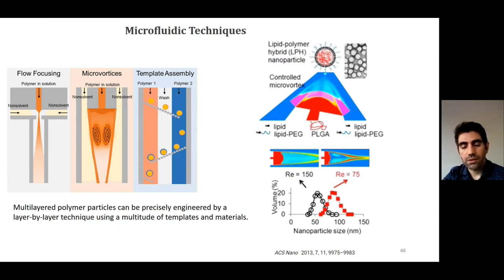Here in this slide on the right, you can see this microvortices method that is used for the production of a hybrid nanoparticle. It has a lipid part and a polymer part. As you can see at the bottom, for different Reynolds numbers, we can have different nanoparticle size. As the Reynolds number increases, we have a very small nanoparticle.